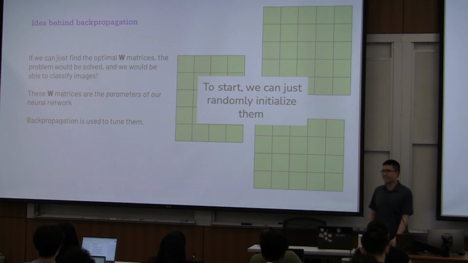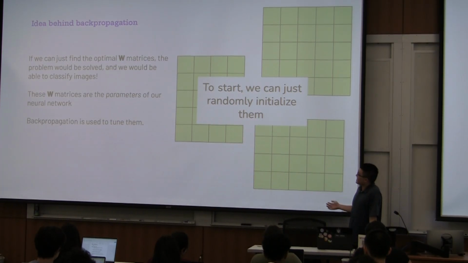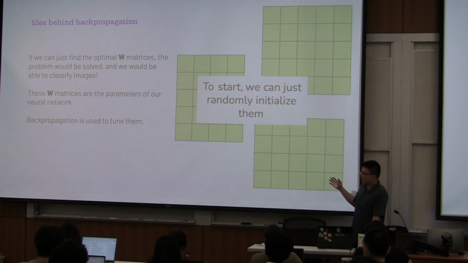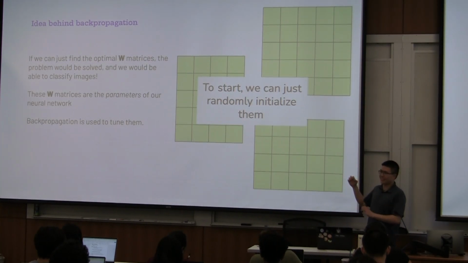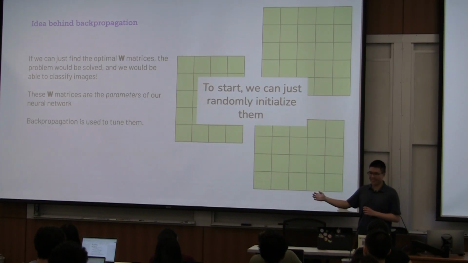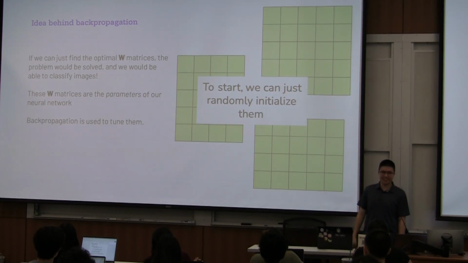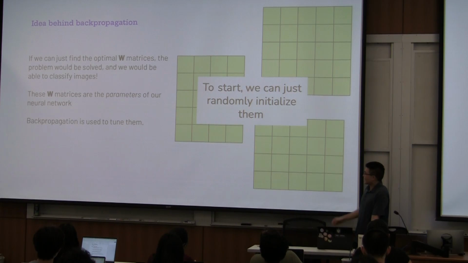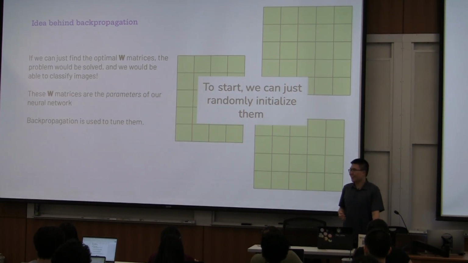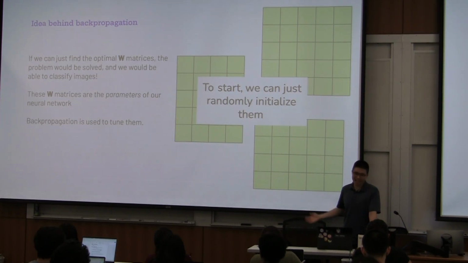So let's talk about what we want to do. We want to find the optimal W matrices such that our output will exactly model the data. If we pass in a cat image, it'll give us a cat. If we give it a dog image, the second output neuron will be activated. So ideally, if we had the right W's, the problem would be solved. But how do we compute the W's? Well, this is why we use backpropagation.